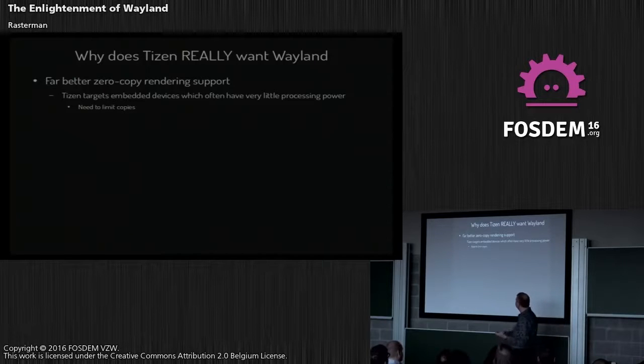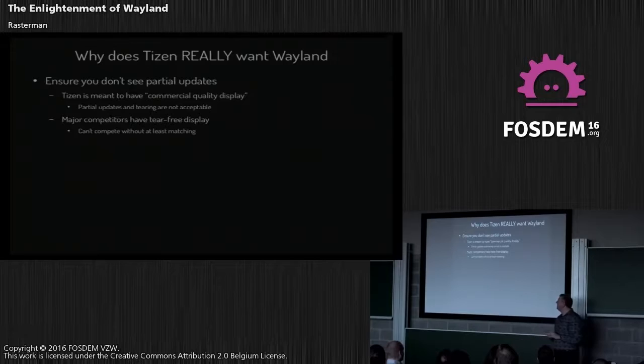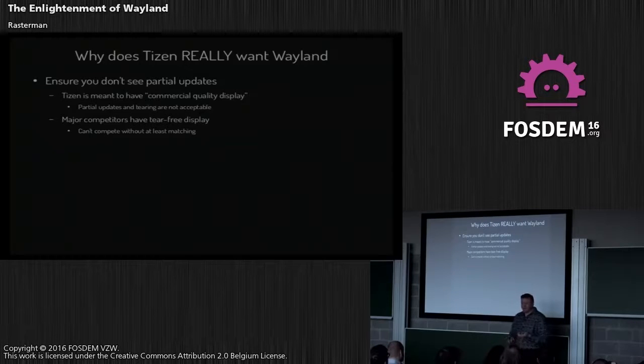So limiting them gets us much more performance, smoother interactivity. We want perfect pixels. We don't want to see partial updates. It's meant to have commercial quality. Reality is the competition. You look at iOS, you look at Android, look at OS X, you don't see tearing. You don't see partial updates. We cannot feasibly ship products that don't at least match the quality of the competition. So we have to do this.